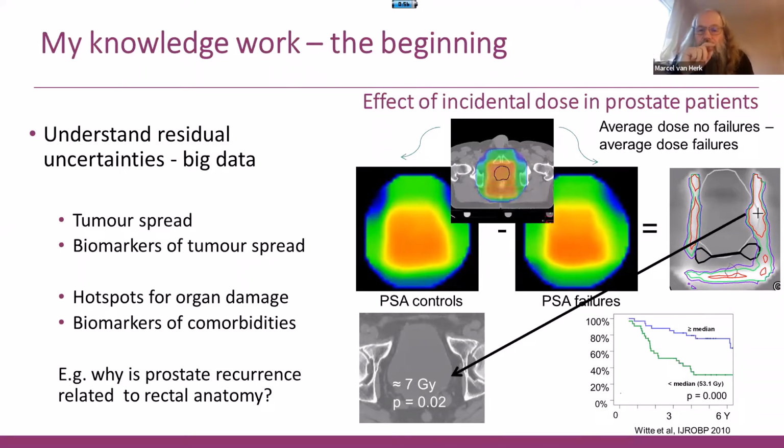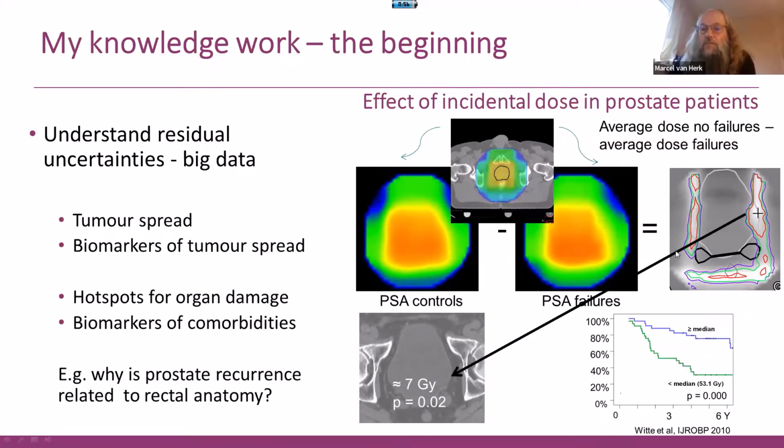So we started to look at a relationship between the delivered dose distributions of different patients. This is a movie loop showing all the dose distributions of different patients mapped onto a template patient. And we related these dose distributions to control or failure at a certain time point. And we did that by just averaging the dose distributions of all the controls and all the failures.